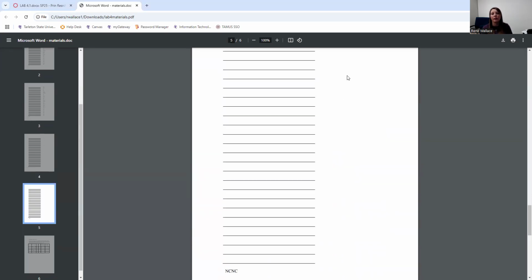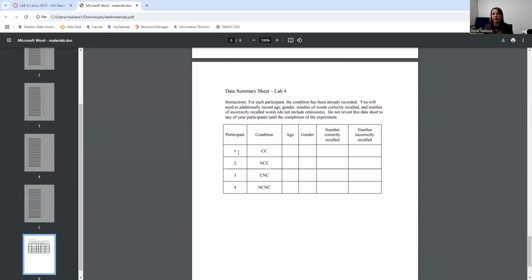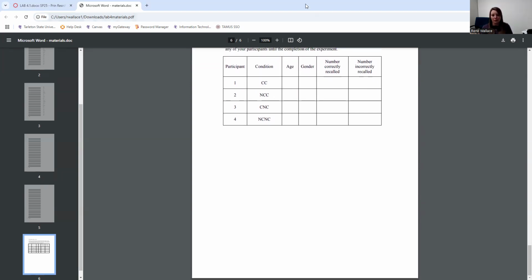So you're going to write down the score of how many correct they got and how many incorrect they made up. And that's what you're going to write here. So participant 1 was the CC condition, their age, their gender, how many were correctly recalled, and if they made up any that they thought was on the list that were not. So you're going to do that for each one. And then this page right here is the only page I want you to turn in PDF before 11:59 on the due date. So I hope that makes sense.